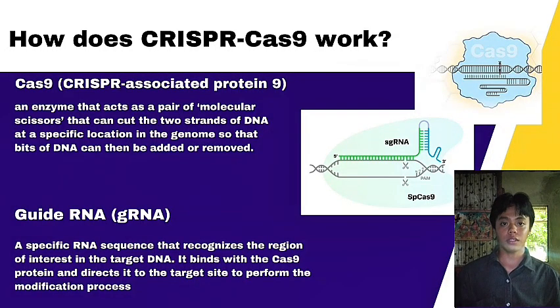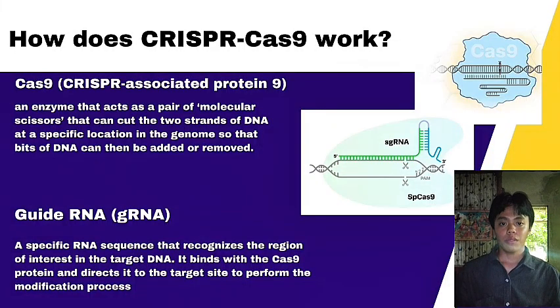The CRISPR-Cas9 system has two key components. Number 1. Cas9, or CRISPR-associated protein 9. Cas9 is an enzyme that acts as a pair of molecular scissors that can cut the two strands of DNA at a specific location in the genome, allowing bits of DNA to be added or removed.